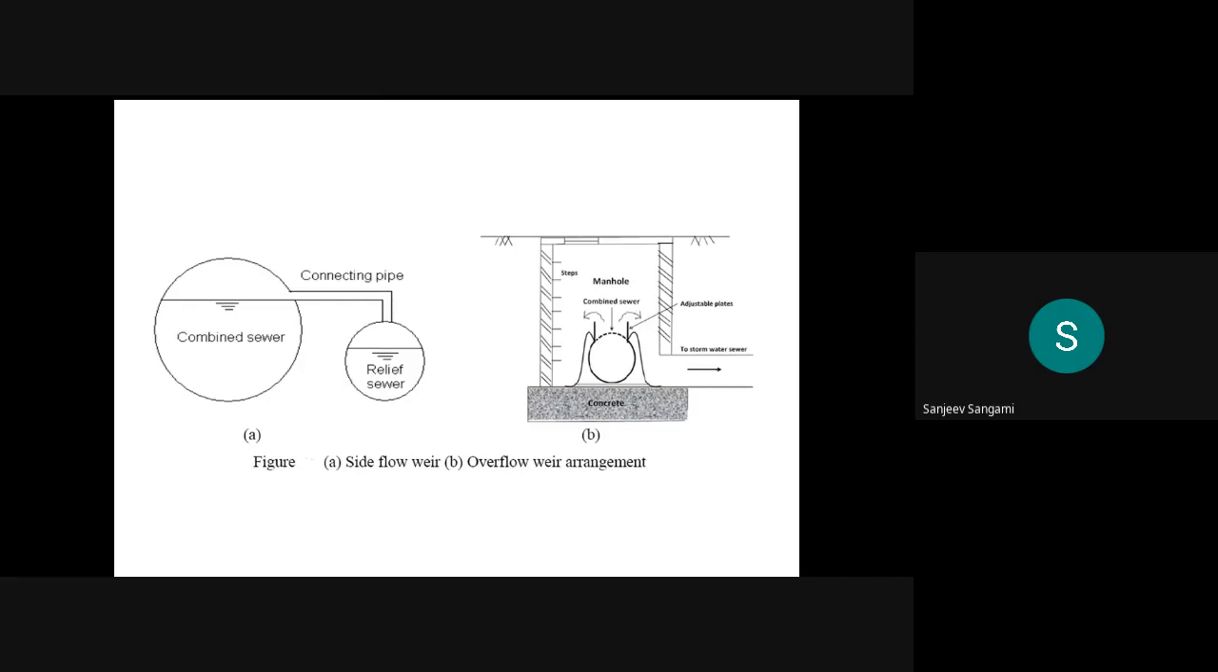Assume that you consider this side flow weir, and assume that this is the circular section of the sewer, which is a combined sewer. Assume that it is totally reaching to the top. Once it is totally full, make a provision like a separate pipe, so that whatever is flowing above this has to reach one more type of sewer where it can be diverted. This kind of arrangement we can also call a regulator, regulating the flow in the sewer network.